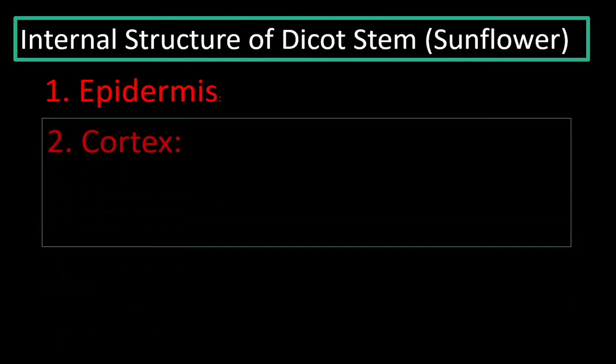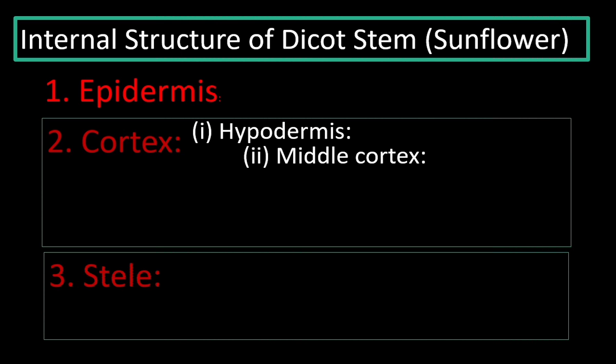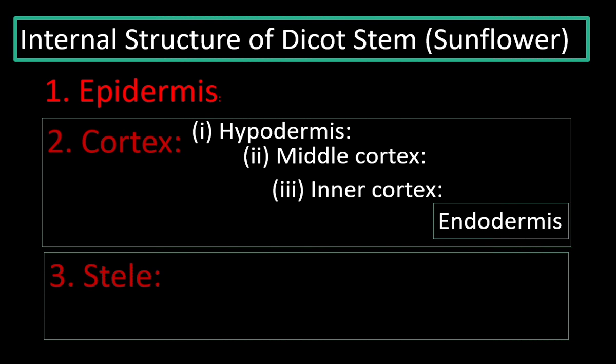The third part of the internal structure of Dicot stem is stele. Cortex itself has three zones. In root, cortex is not made up of three zones, but here the stem cortex has outer hypodermis, middle cortex, inner cortex. They are hypodermis, middle cortex and inner cortex. What is the last layer of cortex? We have already learned in the previous video. The last layer of cortex is endodermis.